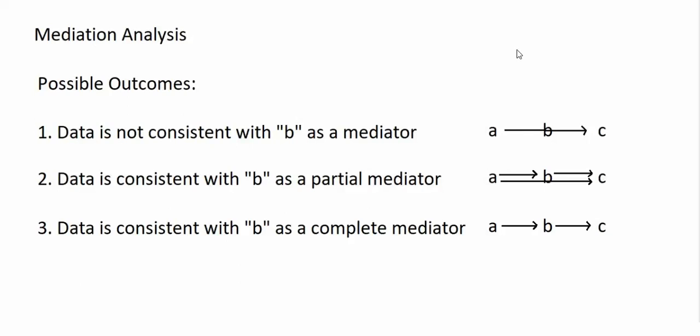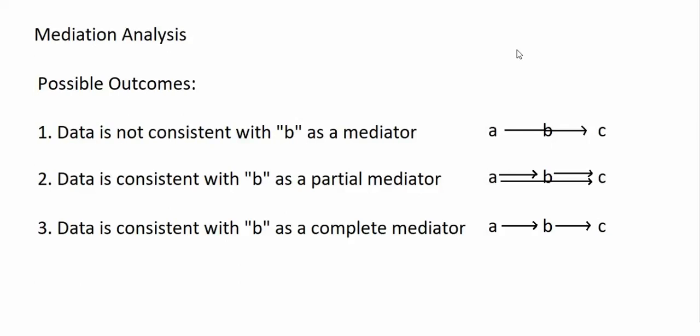Now let's go over the possible outcomes of a mediation analysis. Before we go over the possible outcomes, I need to explain the two paths that are being tested in a mediation analysis. The two paths that are being tested are called the direct path and the indirect path. The direct path leads from A directly to C, and the indirect path leads from A to B and from B to C. In other words, the direct path doesn't include B as a mediator, it skips over it, and the indirect path does include B as a mediator.